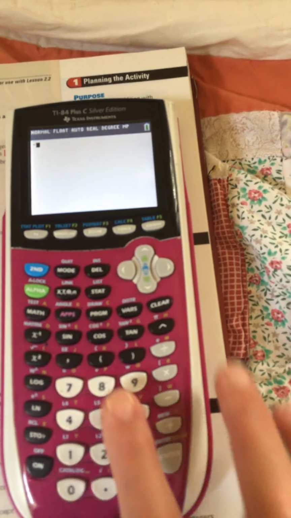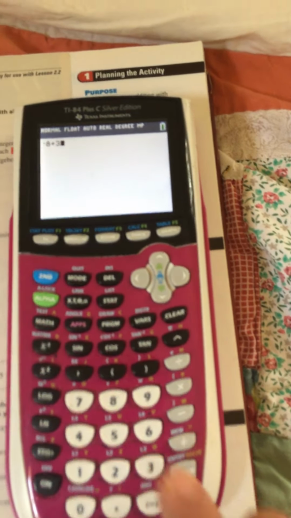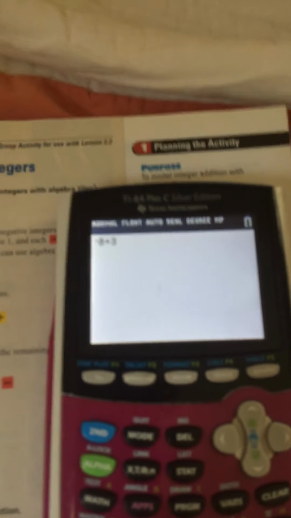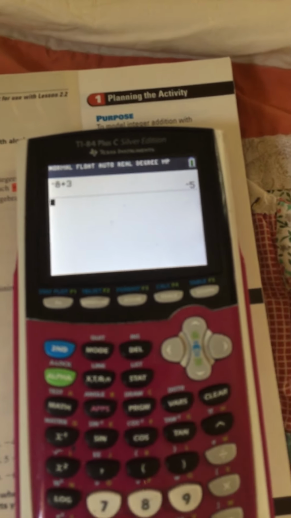So if we were going to put this in our calculator, this is not focusing very good. But anyway, that says -8 plus 3. I would do -8 plus 3 on my calculator. And then I would hit enter. And there it is, -5. Ta-da! Yay, we got it.